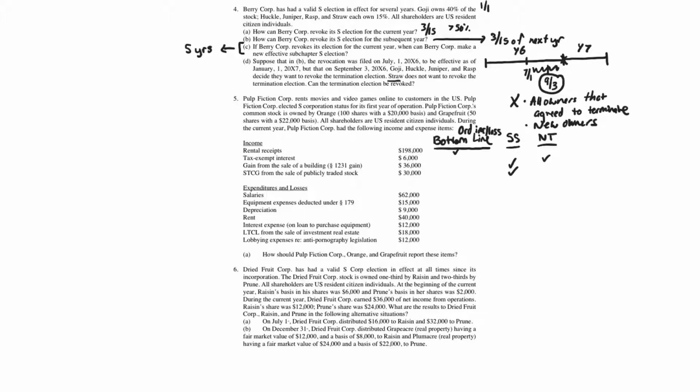Let's go to the expenditures and losses. Salaries are always going to be, for an S corporation, considered bottom line, because they're a normal business deduction. Equipment expenses under Section 179. This is going to be separately stated. Remember, separately stated means it can make a difference depending on the taxpayer. Specifically here, Section 179 is a limitation based on each taxpayer.